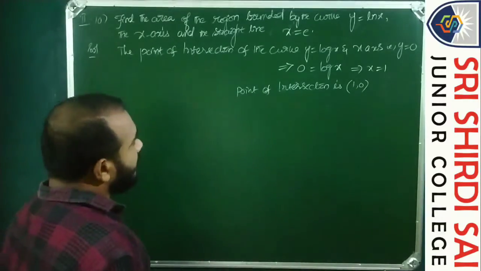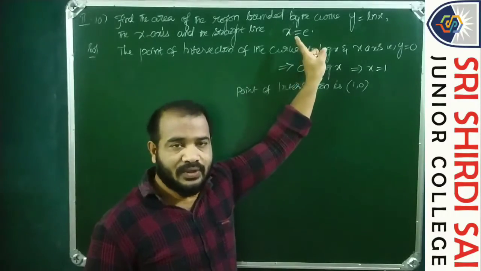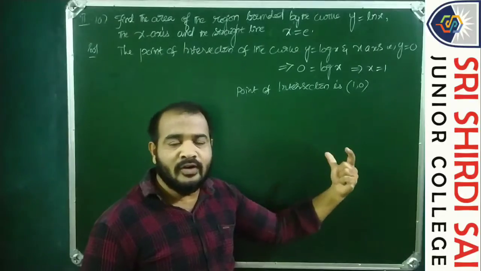And x equals e. Already we have discussed x equals e. e is lying in between 2 and 3.